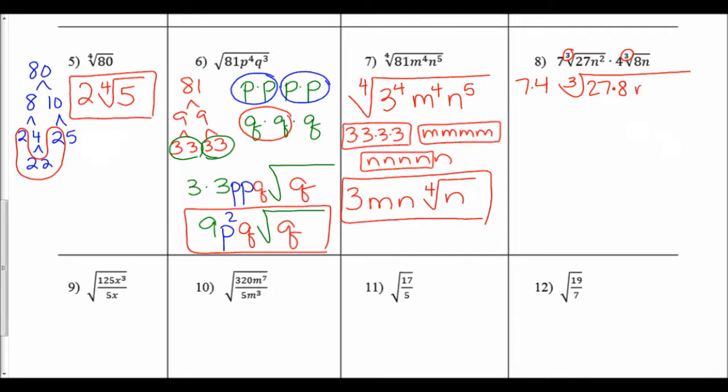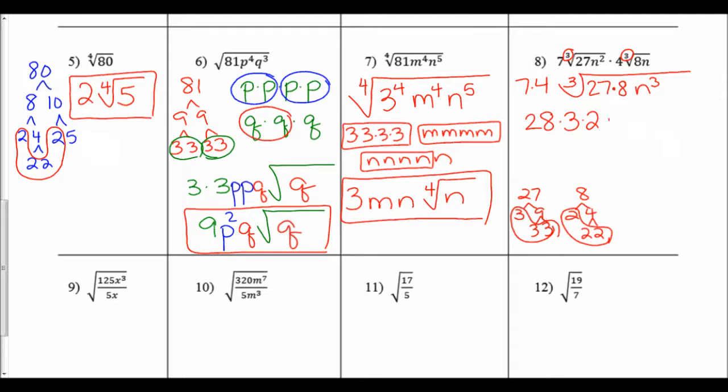I also have n squared times n, which is n to the third power. On the outside, I have 7 times 4, which is 28. On the inside, I have 27. We should recognize without making our factor tree that 27 is 3 cubed, so I can take a 3 out. We should also recognize that 8 is 2 cubed, so I could take a 2 out. If you didn't, just break them down by dividing.